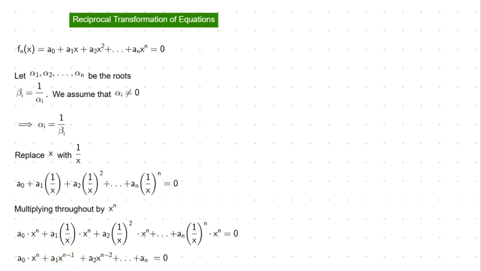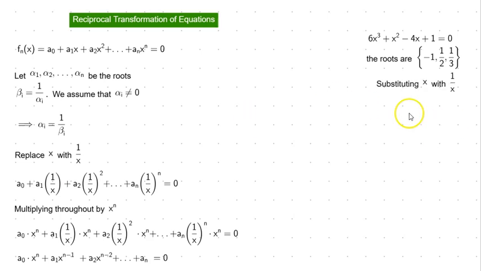Now let's see with an example. Let's say we have 6x cubed plus x square minus 4x plus 1 equal to 0, and the roots are minus 1, 1 by 2, 1 by 3. Now we want to transform this equation into an equation whose roots are the reciprocals of these roots. That is minus 1, 2 and 3. Substituting x with 1 by x, we get 6 times 1 by x cube plus 1 by x square minus 4 times 1 by x plus 1 equal to 0.